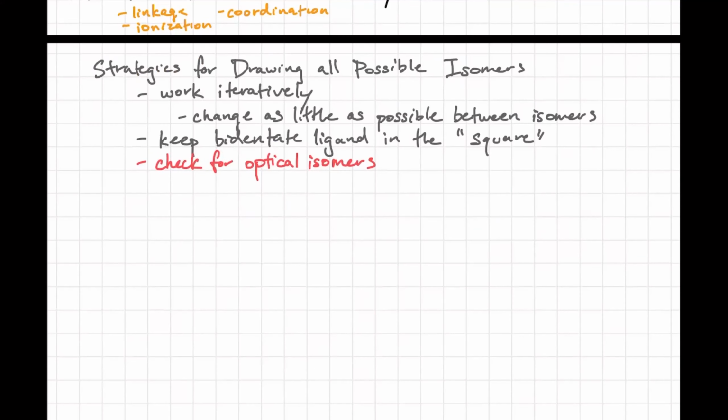And that's a big thing too. She won't tell you how many there are. You'll have to work through step by step to see how many options you can come up with.